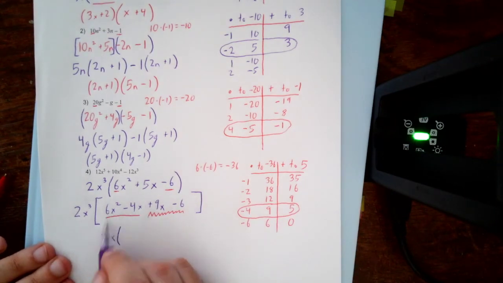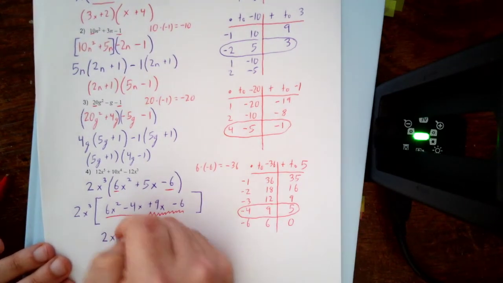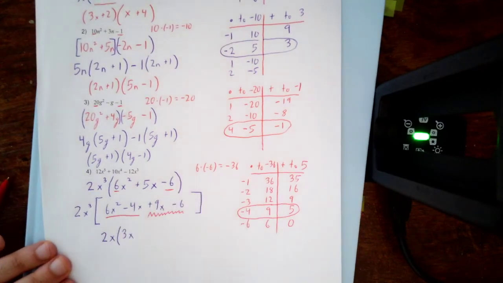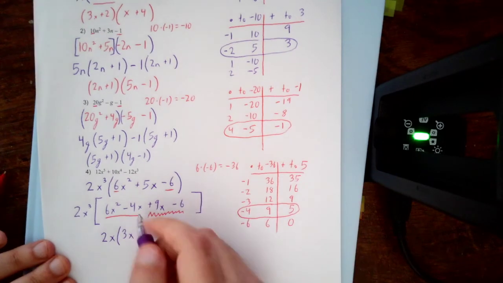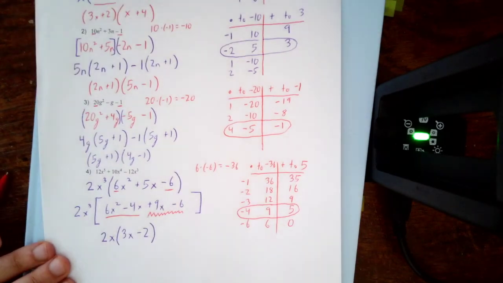That leaves me with 6 divided by 2 is 3. Factor out one of the x's. Minus 4 divided by 2 is minus 2. And I factored out that x, right?